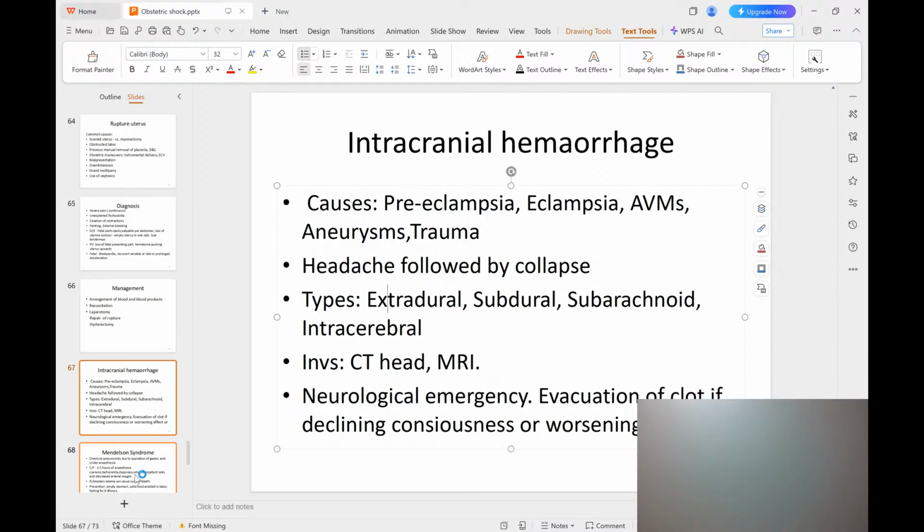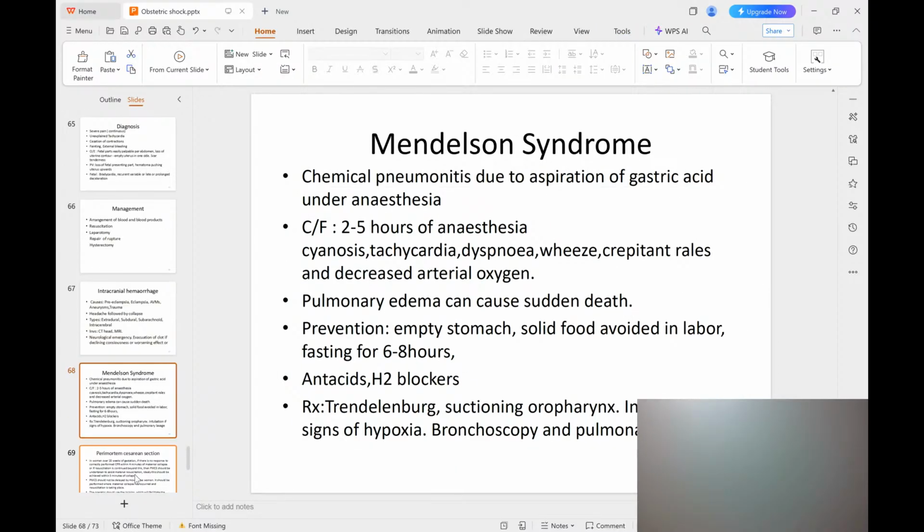And Mendelson syndrome is a chemical pneumonitis which is caused by the aspiration of gastric acid under anesthesia. Usually, after 2 to 5 hours of anesthesia, the patient might develop cyanosis, tachycardia, dyspnea, wheeze, crepitant rales, and decreased oxygen saturation. Pulmonary edema can cause sudden death. So, keep the stomach empty, solid food should be avoided during labor, and fasting for 6 to 8 hours. Antacids, H2 blockers before giving anesthesia, Trendelenburg position, suctioning the oropharynx, intubation if signs of hypoxia, and bronchoscopy and pulmonary lavage are important.